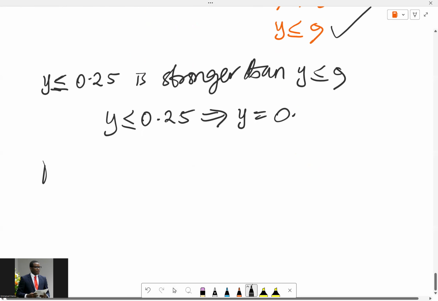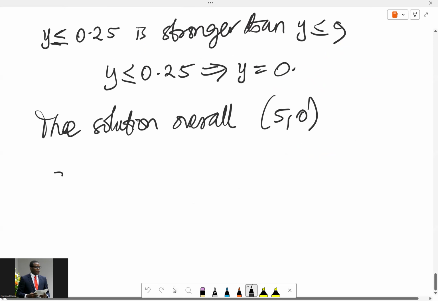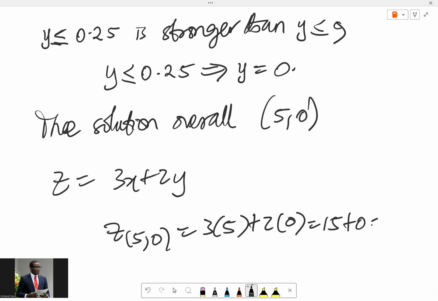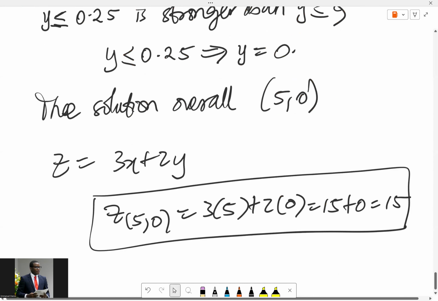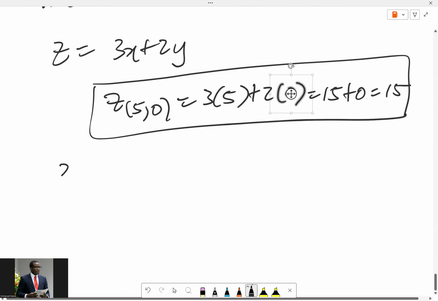And from that, the solution overall will be 5 comma 0 from subproblem 1. So from z equals 3x plus 2y, we have z evaluated at 5 comma 0. That will be 3 times 5 plus 2 times 0, and that is 15 plus 0, and that is 15. So that's what we have for subproblem 1. Let's go for subproblem 2 and see if that also works any magic. Don't forget, we have x is 5, y is 0, whereas z is 15.